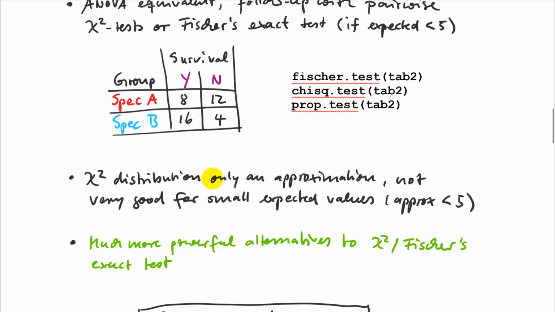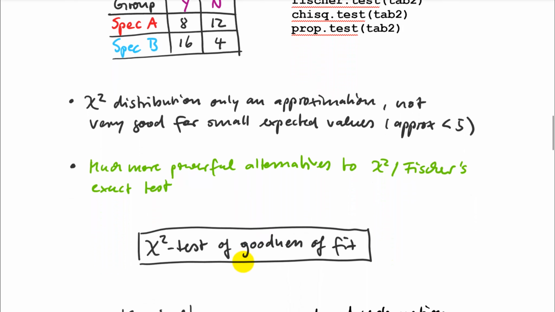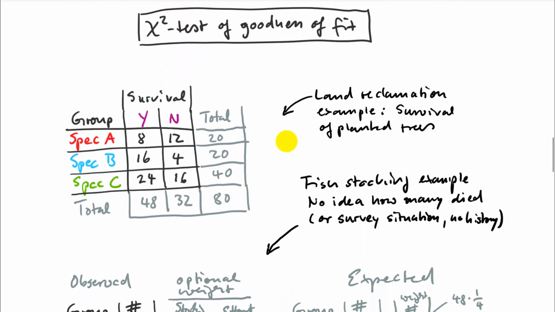So the chi-square distribution is actually only an approximation. And I should also say that for these types of problems, there are more powerful alternatives than chi-square and Fisher's exact test. They are completely different. But before we shift gears to this, I do want to cover another version of this test. And this is the chi-square test of goodness of fit. That's a slightly different way of thinking about things.